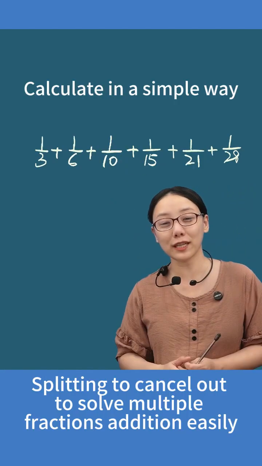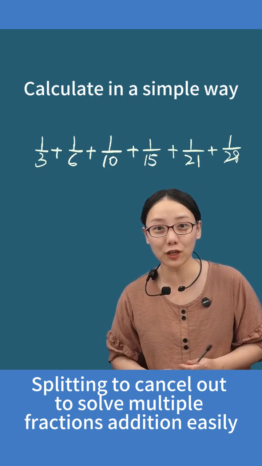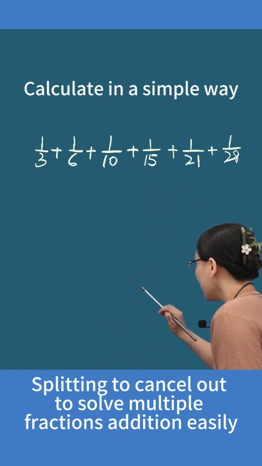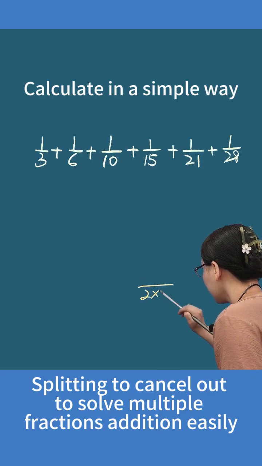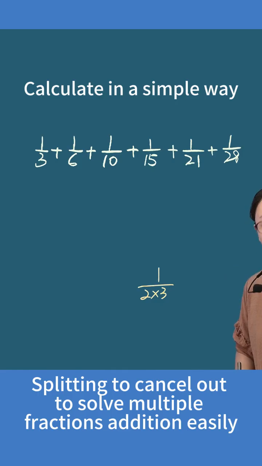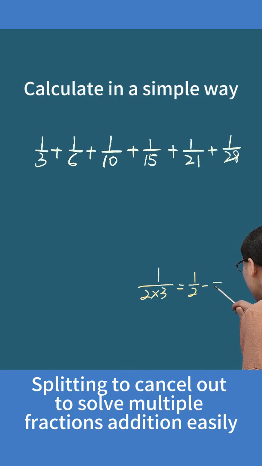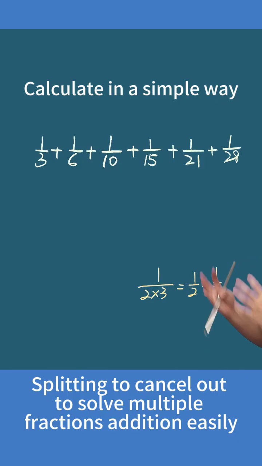In fraction calculations, there's a method called term decomposition. What does term decomposition mean? Let me give you an example. If I write 1/(2×3), what form can it be decomposed into? It can be written as 1/2 minus 1/3. So you see, term decomposition splits it into 2 fractions, right?